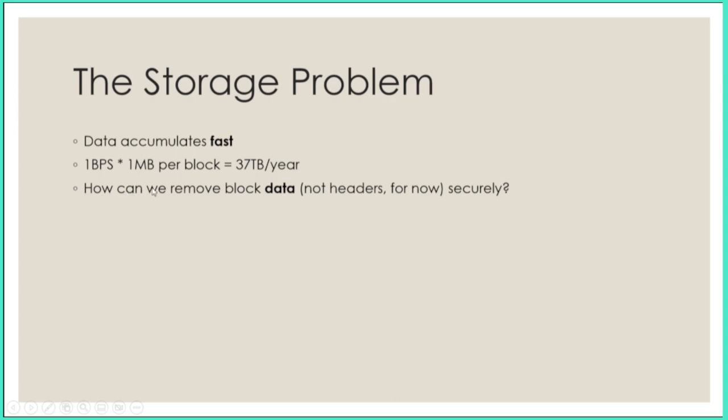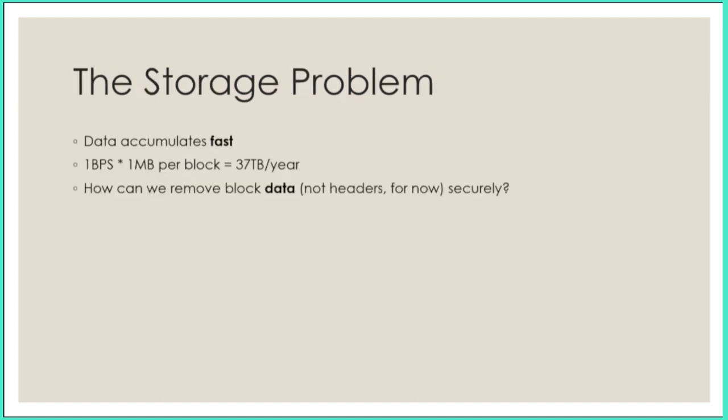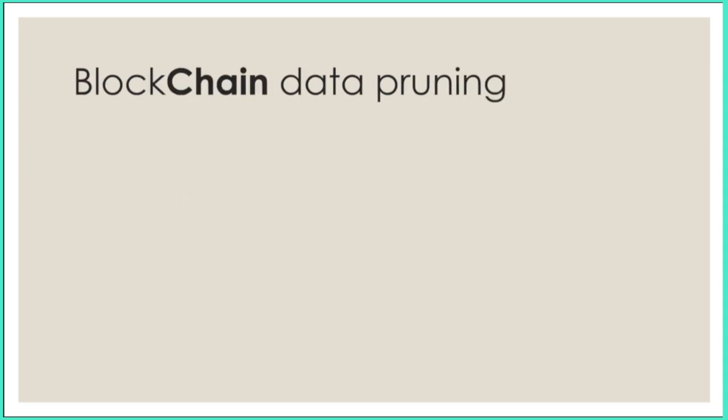So the question at hand is how can we remove all this data securely? This is divided into two types of data: the block data, like the list of transactions, and the block headers. I'm going to discuss these two things separately. Now, it might seem like an engineering issue, but there is actually a deep theory to this, as we'll see.